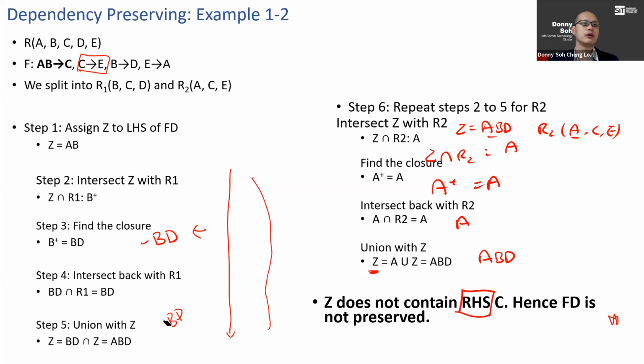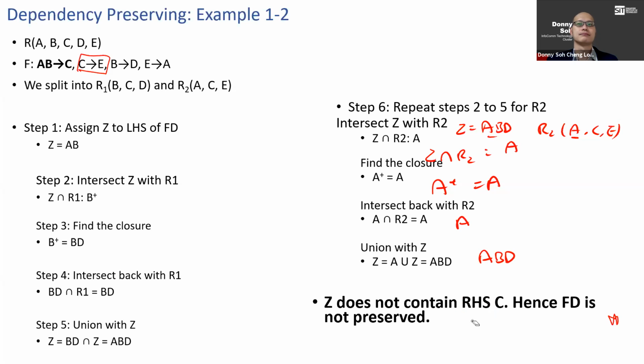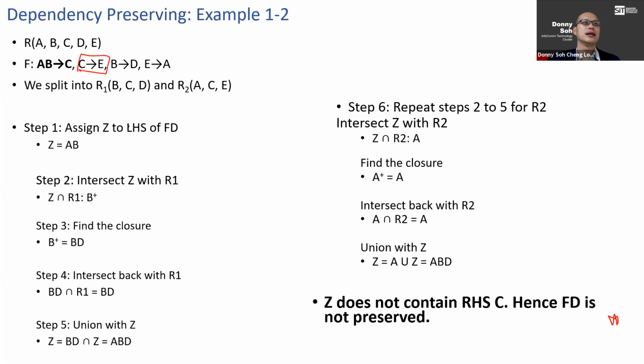So we follow through all the entire steps that we did. First, we assign Z to the left-hand side, which is C. Z is equal to C. I intersect Z with R1, I get C. C closure equals to CE.